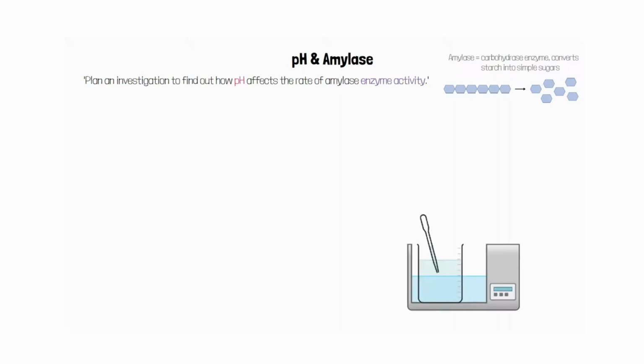We can investigate amylase activity using this equipment. We add a solution of starch to a beaker, add amylase enzyme, and a pH buffer. This keeps the solution at a particular pH, such as pH 5. We also place the beaker in a water bath to keep it at a constant temperature, so we can be sure that temperature isn't affecting the enzyme's activity.